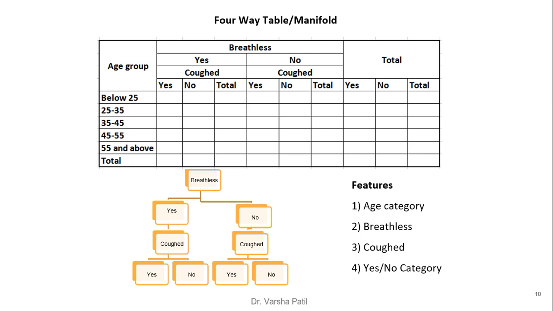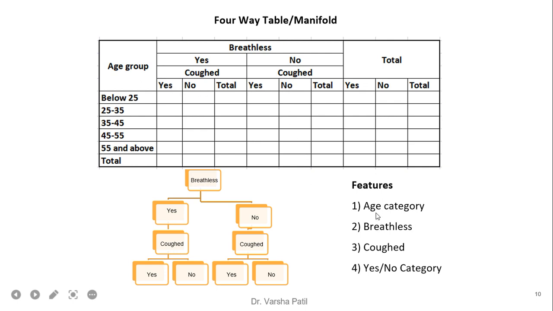Now see the next example, four-way table or manifold. Now here we can see that initially one feature is nothing but the age group. So age group, age category is there. Second feature is breathless. In breathless again yes or no option is there. In yes again cough, no cough, and again in cough yes no, yes no.